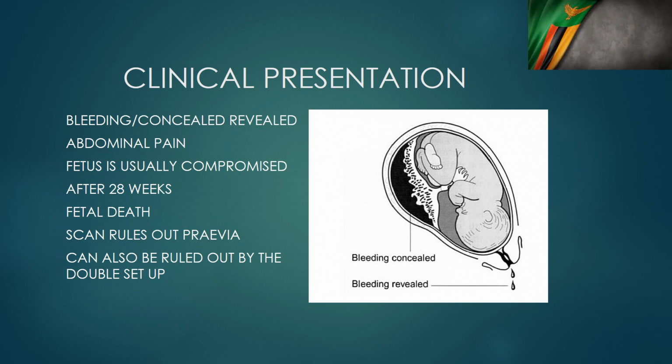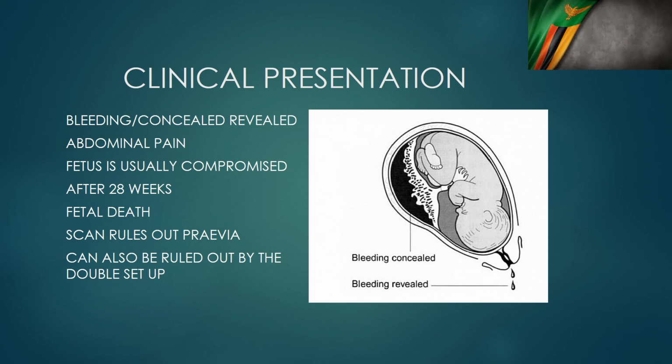We need to remember that after 28 weeks is really when we talk about placenta previa, as already discussed in our previous slides. Then the really sure way of differentiating placenta previa and placenta abruptio is usually a scan. A scan will tell us there's a low-lying placenta, and if somebody's bleeding, they have abdominal pain, there's fetal compromise, then we know for sure that very likely what we have is abruptio placenta.